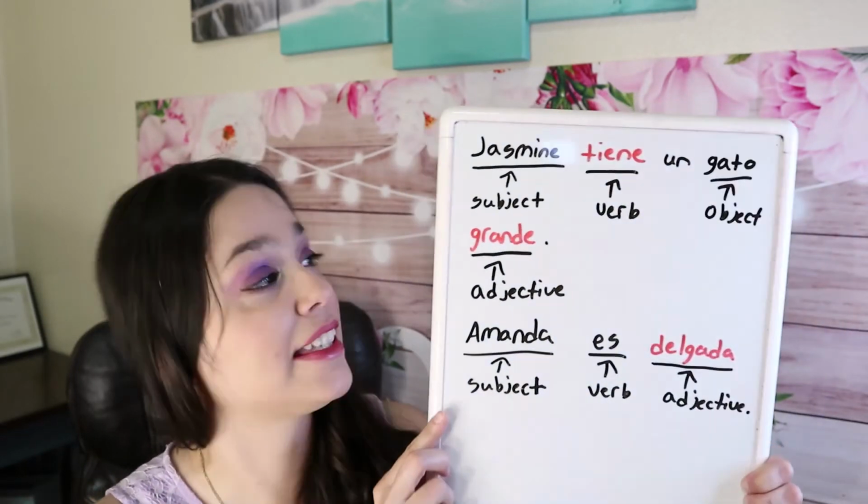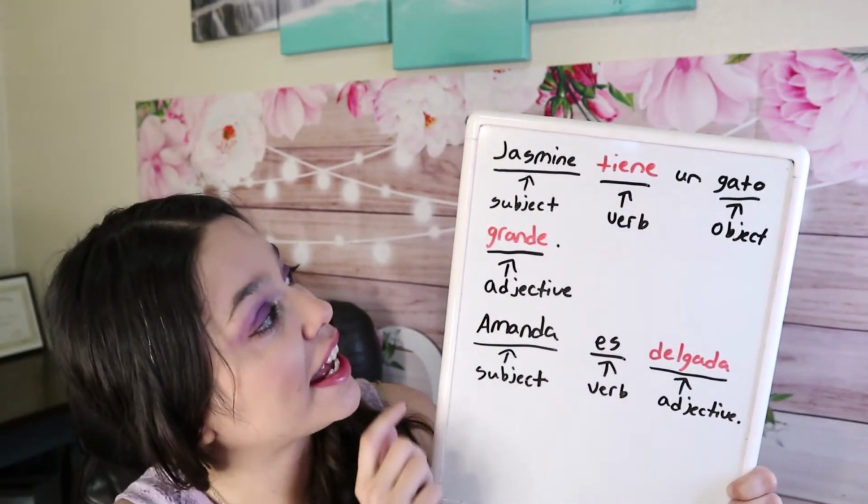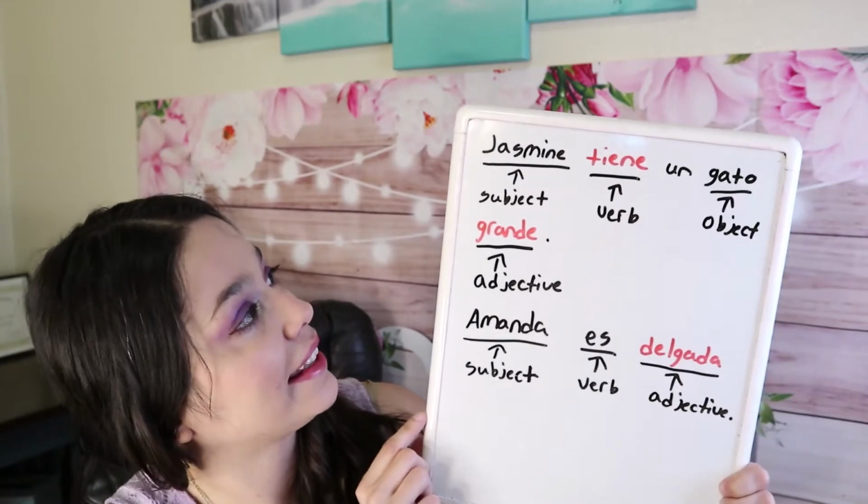So if you've watched some of my videos already, you might have seen my question examples like ¿Cómo se llama usted? Or ¿Quién es ella? So let's quickly review sentence formations. When writing a sentence in Spanish, you need the subject, then the verb, and then the description or object. So let's look at our first two sample sentences. We have our first sentence here. It says, Jasmine tiene un gato grande.